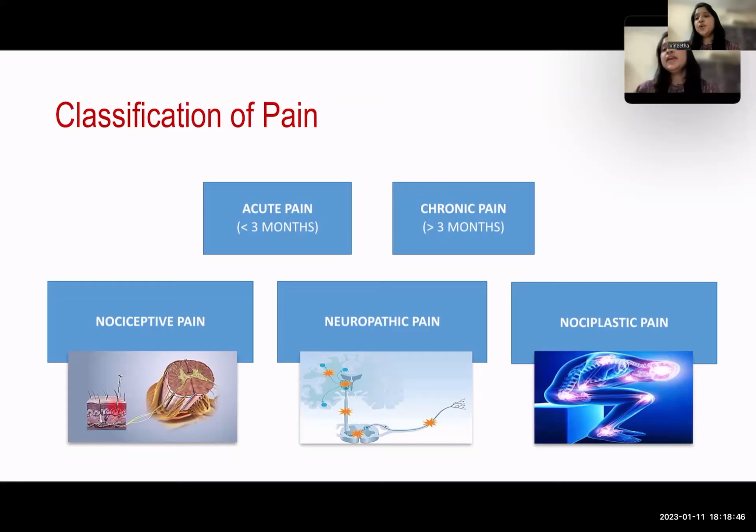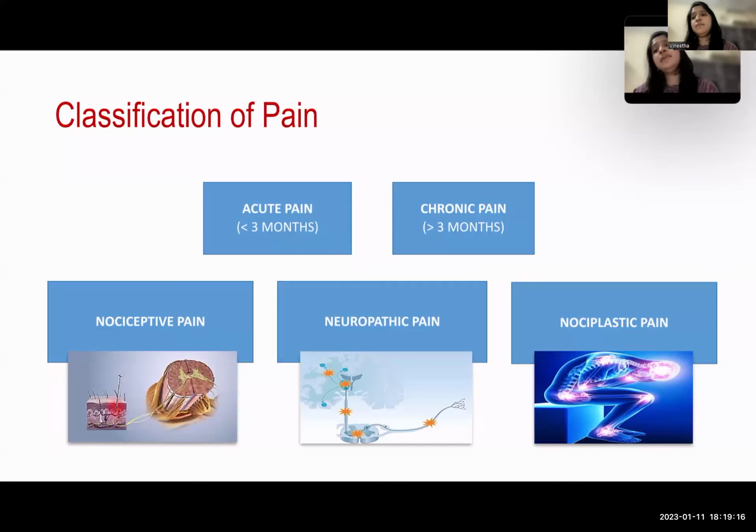So if you don't know, nociplastic pain is different. In nociceptive pain, the tissue nociceptors are damaged, are injured. In neuropathic pain, the nervous system is not functioning properly. When there is no such injury, either to the nociceptor or to the nervous system, but the patient is having an altered nociception, then that kind of pain is known as nociplastic pain.